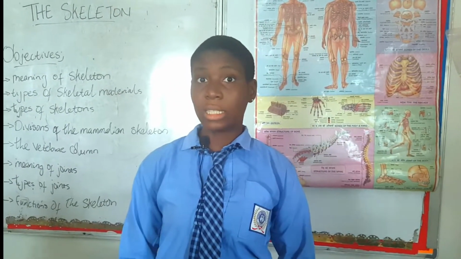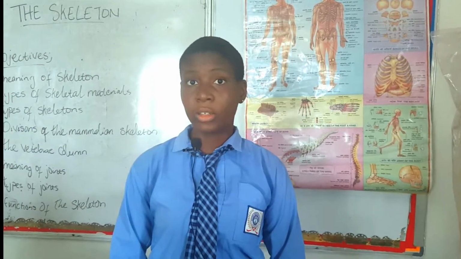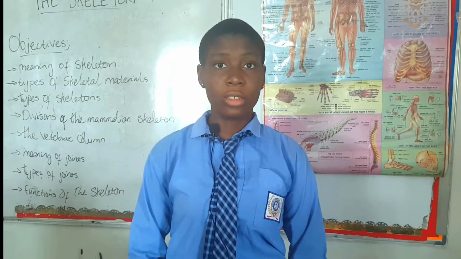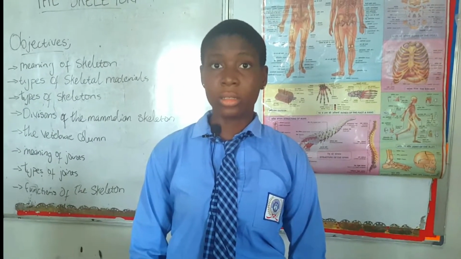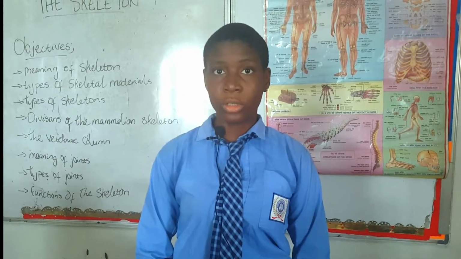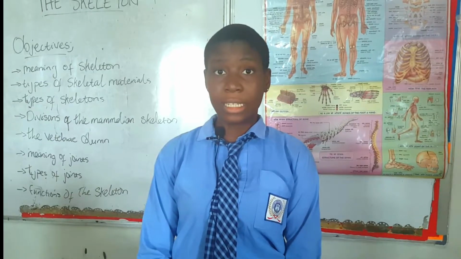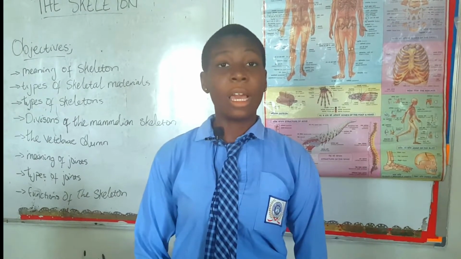Functions of the skeleton. The skeleton has several functions. The first one, there is protection of delicate organs. For example, the bones of the skull protects the eyes as well as the internal ear. Then we move to the manufacturing or production of blood. The red blood cells as well as white blood cells are produced in long bones like the femur and the humerus. Then we have rigidity.